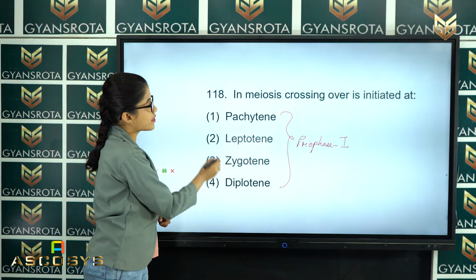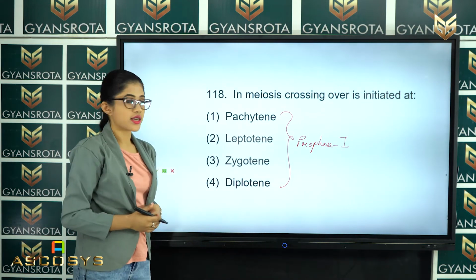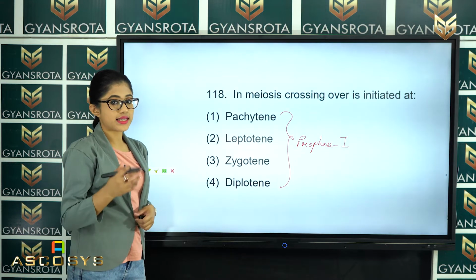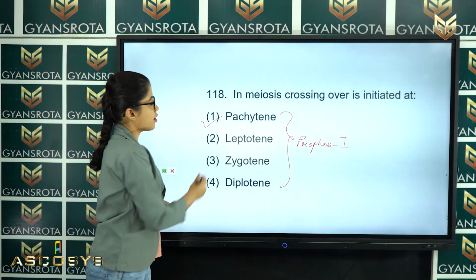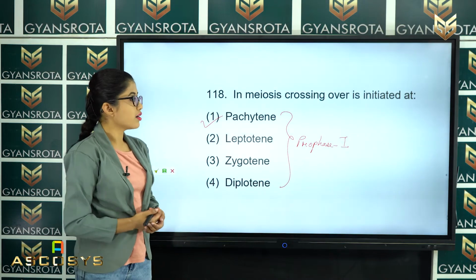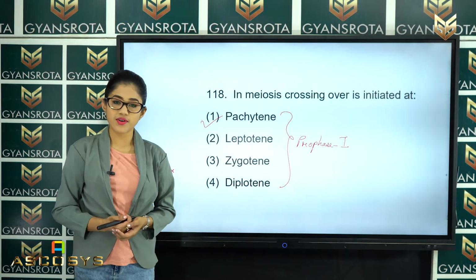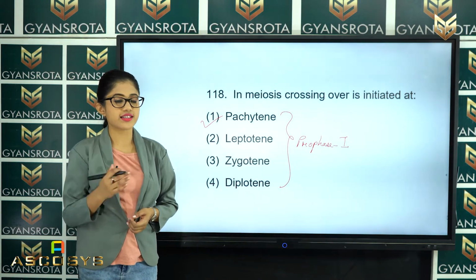So, which among them is the correct answer? In which of these stages does the crossing over take place? That is option number 1, pachytene. So, pachytene is the stage in which the chromosomes cross over. So, this is the correct answer. Alright, now let's move on to the next question.